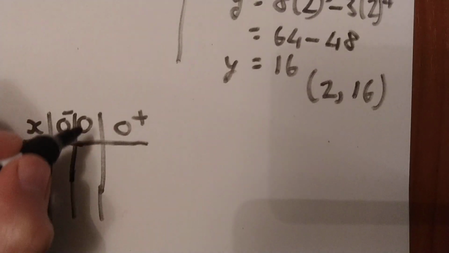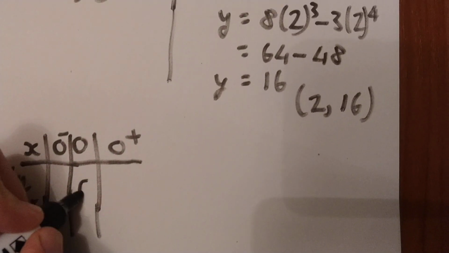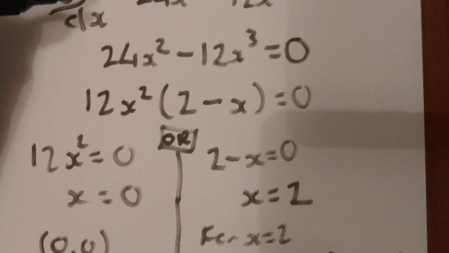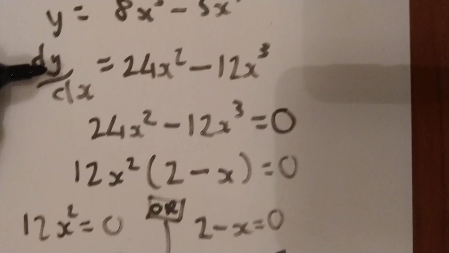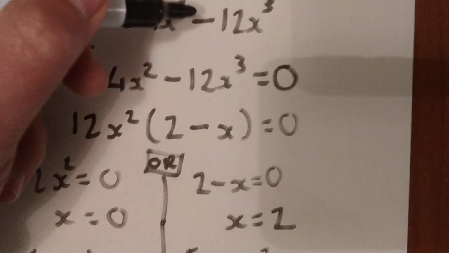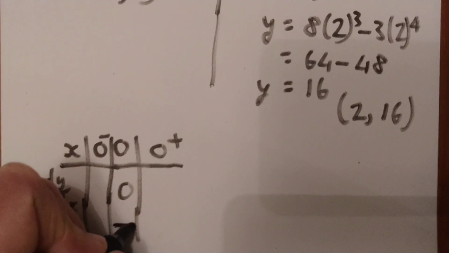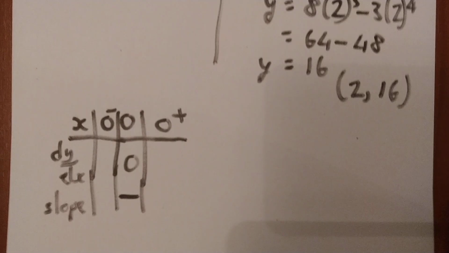Dy by dx when x is 0, my gradient is 0. I can double check just to make sure I've not made a mistake. I go up to my derivative formula here. 24 lots of 0 take away 12 zeros. That is indeed 0, so that works. At that point, it's horizontal, which is what I was wanting.